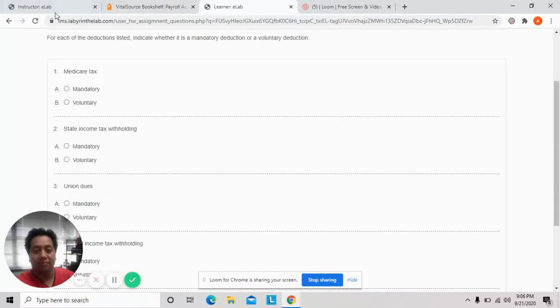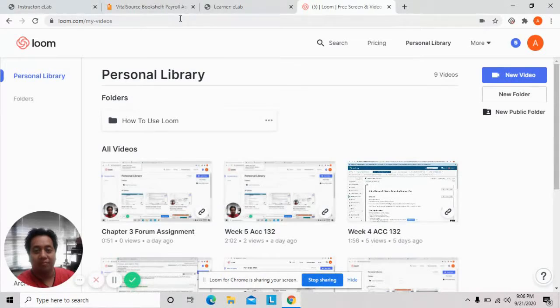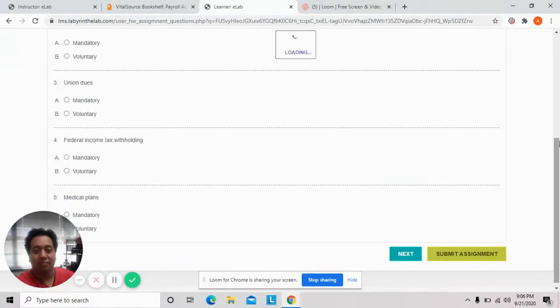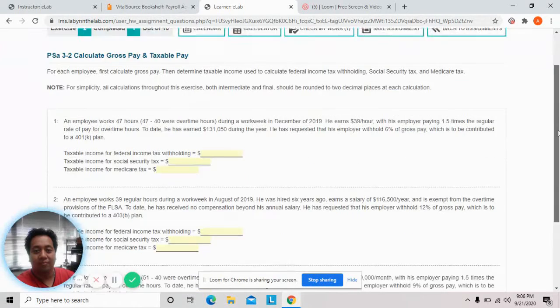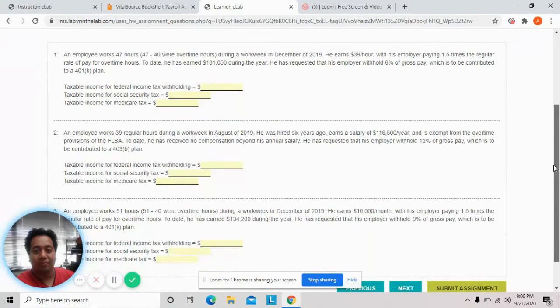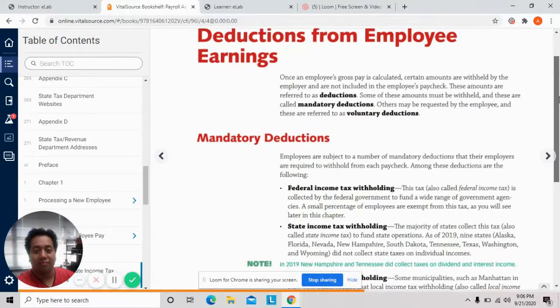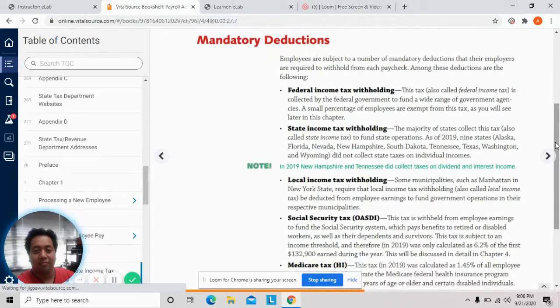For the second part, what you do is look at the next page. We're calculating the taxable income for federal income tax withholding, Social Security tax, and Medicare tax. So if you look at page 85, that covers that. Federal income tax withholding is collected by the federal government to fund a wide range. It's a small percentage. There's also a few that's exempt from tax, but I don't think that's covered.